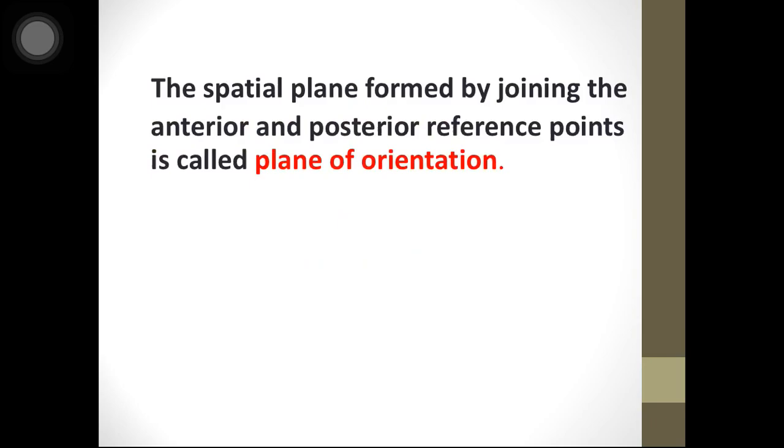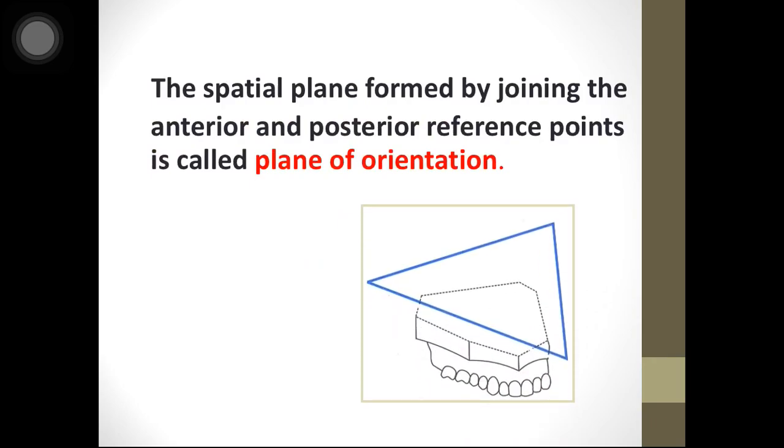Now the plane of orientation is the spatial plane which is formed by joining the anterior and posterior reference points. Posterior reference points are on both sides, which can be the true hinge axis or the external auditory meatus, and the anterior reference point can be the nasion or the orbitale.